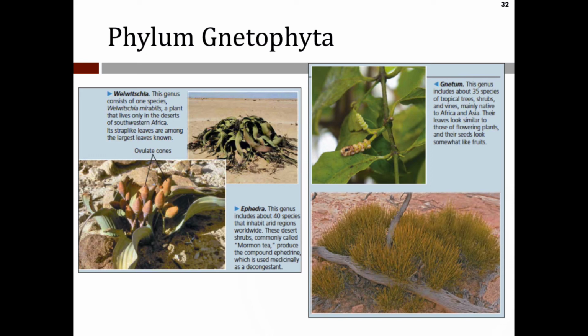Gnetum is the top right. It is a tropical plant found, of course, in Asia and on the continent of Africa. No, those are not fruit. And then to the left, of course, is Welwitschia. There's only one species left. This one, of course, lives in the desert. I say that it lives in the desert, southwestern African desert.